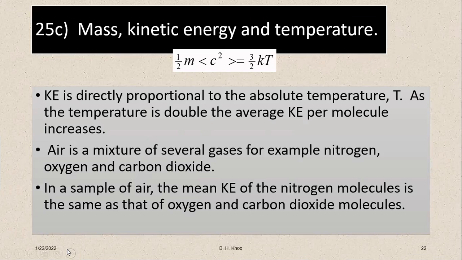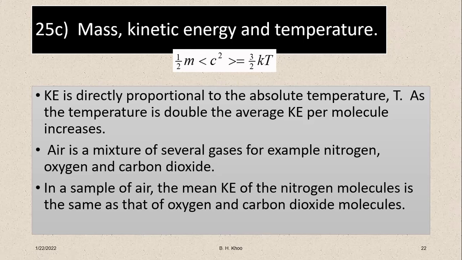For a mixture of several gases, in a sample of air, the mean KE of nitrogen molecules is the same as that of oxygen and carbon dioxide molecules. At the same temperature, the kinetic energy is the same. The speed and the mass are different because one is diatomic and the other polyatomic, but if the temperature is the same, then the kinetic energy is the same.